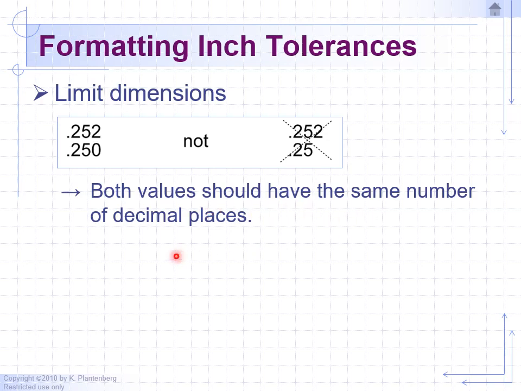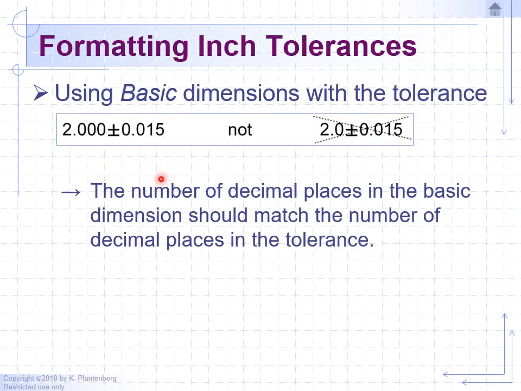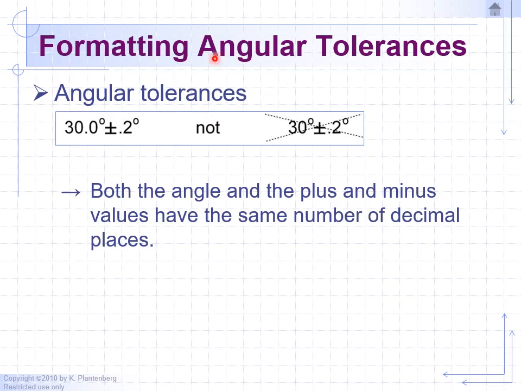Both values should have the same number of decimal places. Also, with your basic dimension and your plus or minus, you should have the same number of decimal places, 3 and 3. If you only have 1 decimal place, then this side should only show 1 decimal place. The number of decimal places in the basic dimension should match the number of decimal places in the tolerance. And same for angular tolerance. If it has 1 decimal place, the tolerance should also have 1 decimal place. Both the angle and the plus and minus values have the same number of decimal places.